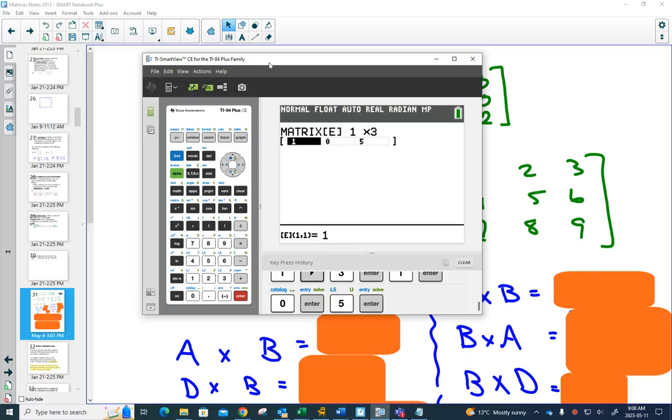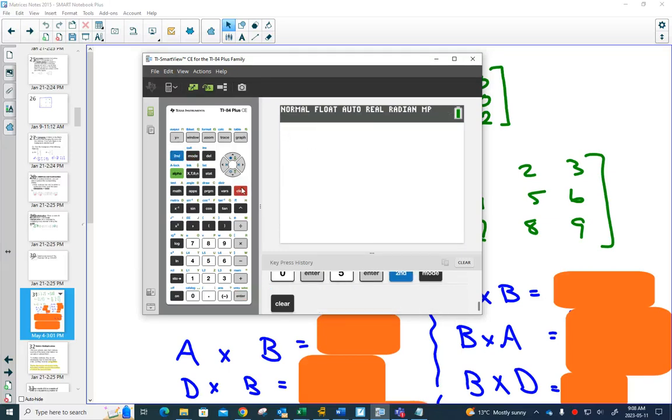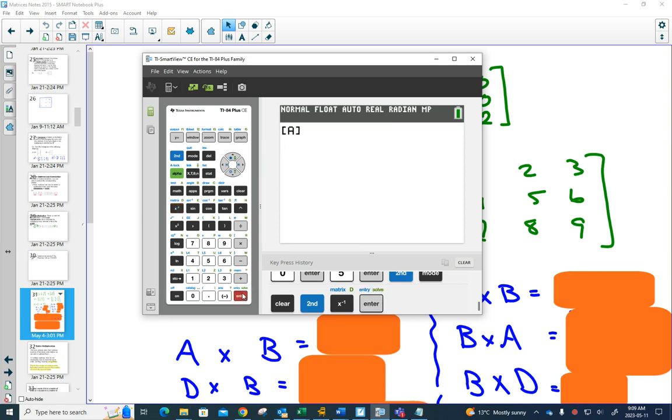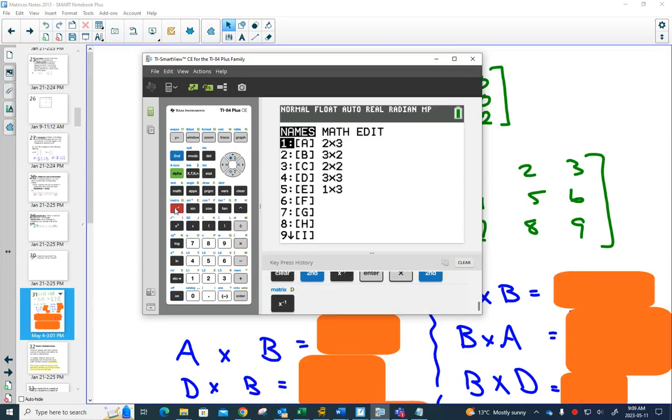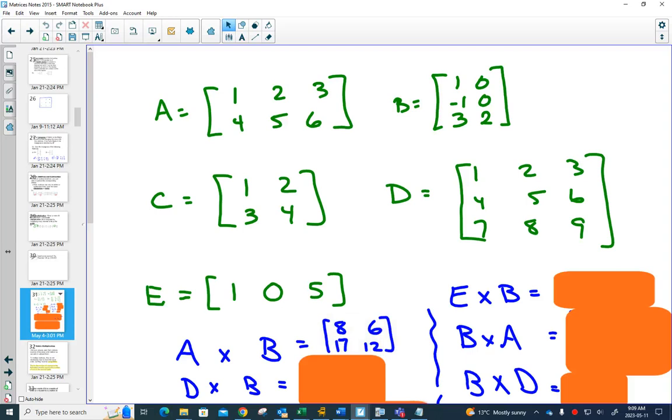The next thing we're going to do, if you're in your regular screen and once you've entered them all, is the math. We're going to see what happens if you do A times B. The way that you write A times B in your calculator, you go to your matrix button, pick A and push enter and A appears. Then you hit your times button and go to second matrix and go to your matrix B, push enter. And then push enter and write down your answer.